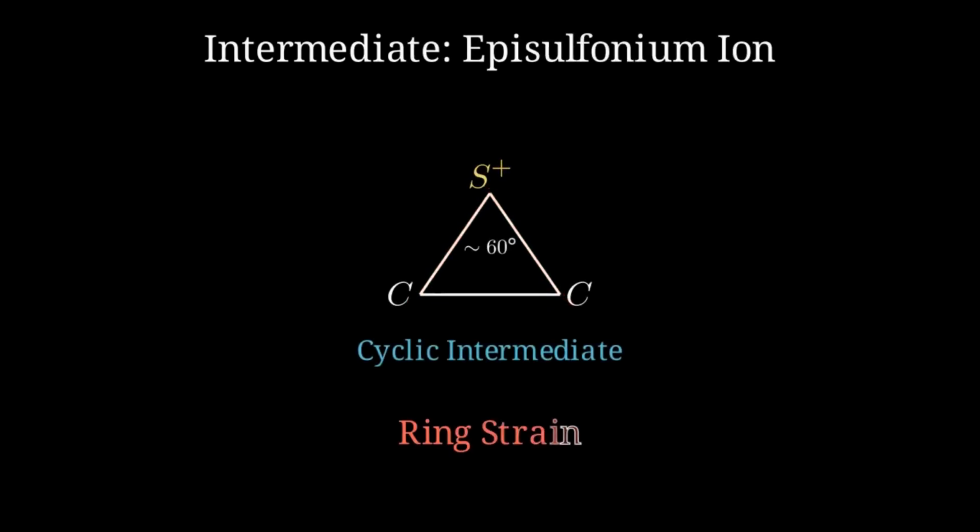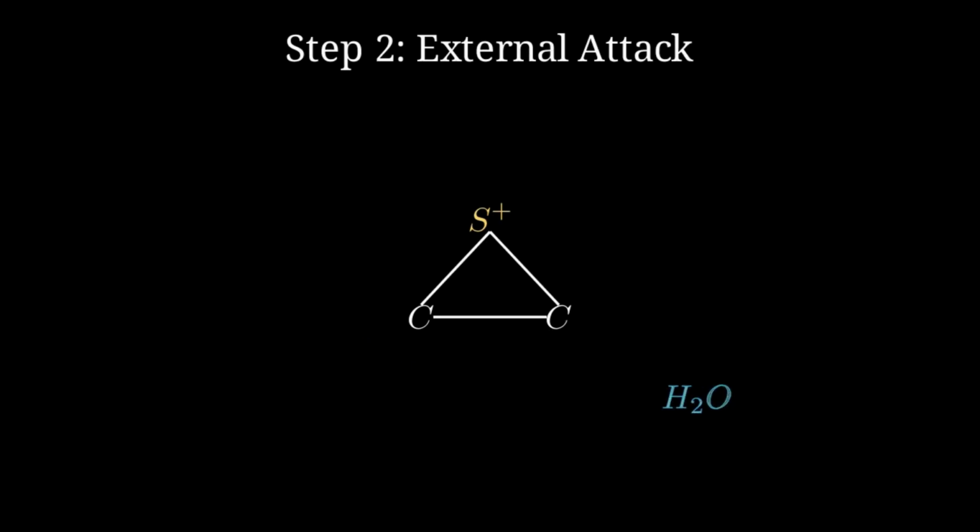Although three-membered rings are strained, the high nucleophilicity of sulfur makes its formation very favorable. This charged intermediate is highly reactive and susceptible to further attack by an external nucleophile. In the second step, an external nucleophile, such as water or hydroxide, attacks one of the carbons in the three-membered ring. This breaks the carbon-sulfur bond, opening the ring and neutralizing the positive charge on the sulfur atom.